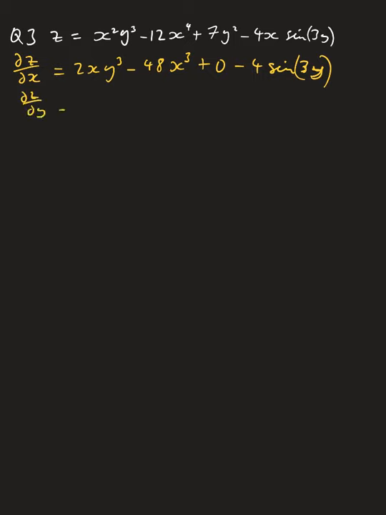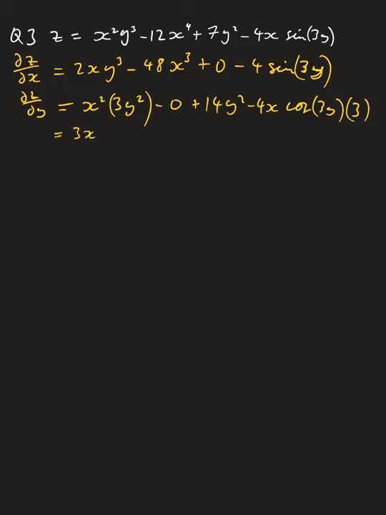∂z/∂y. Same thing again, but I differentiate with respect to y, treating x as a constant. So I have x squared times 3y squared. 12x squared becomes 0. I get 14 times y from 7y squared. And here my 4x is a constant, stays in front. Sine becomes cosine of 3y. And by the chain rule I multiply by the derivative of 3y, which is 3. So I have 3x squared y squared plus 14y minus 12 times x times the cosine of 3y, where I've just multiplied that minus 4 by 3.